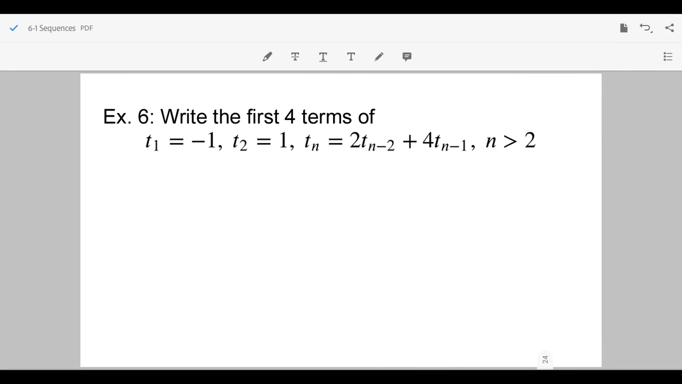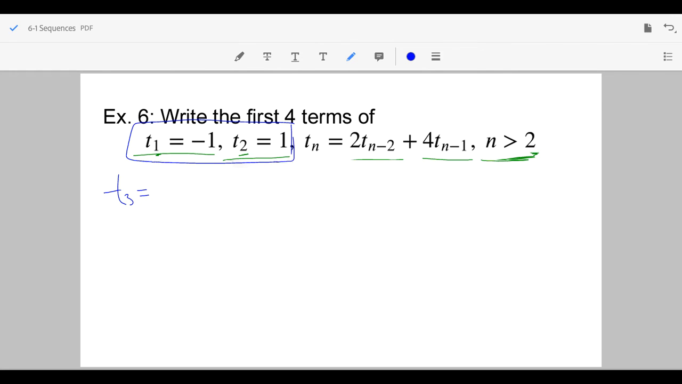All right, here's the first, write the first 4 terms of this sequence. So term 1 is negative 1, term 2 is 1, term n is equal to 2 times term n minus 2, which would be the term 2 before the one we're looking for, plus 4 times term n minus 1, which would be 4 times the previous term, and n is greater than 2 in this case because we've already been given term 1 and term 2. So first 4 terms, well, we already know the first 2. They're already given to us. So we actually only have to find 2 more.